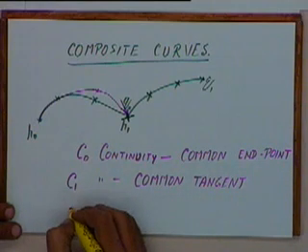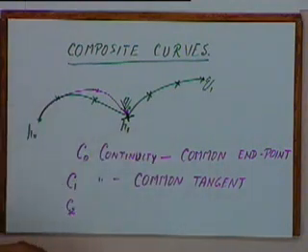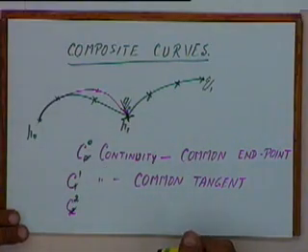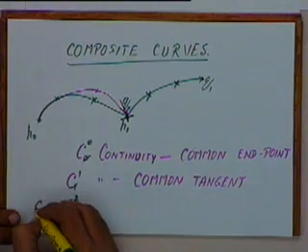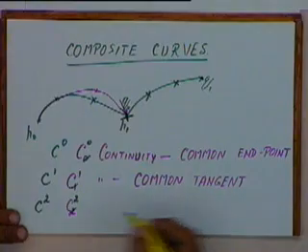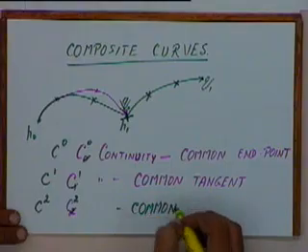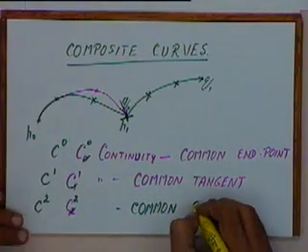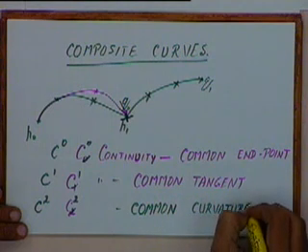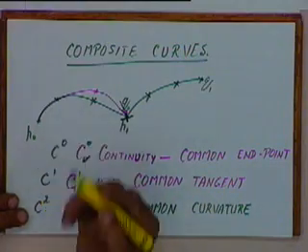Similarly, C2 continuity. We normally write C2 continuity, C1 continuity and C0 continuity. In C2 continuity, it will have a common second derivative or common curvature. This is along with C1. Yes, C2 means C1 and C0 have to be there.